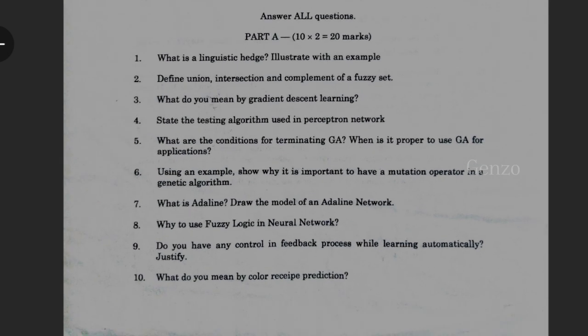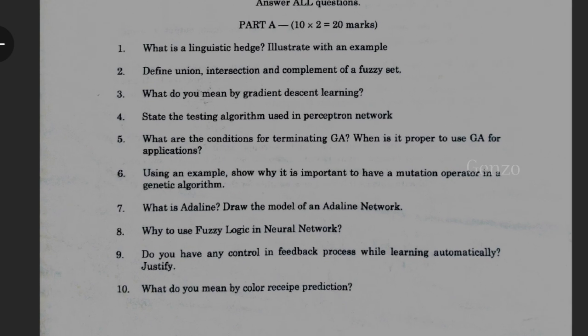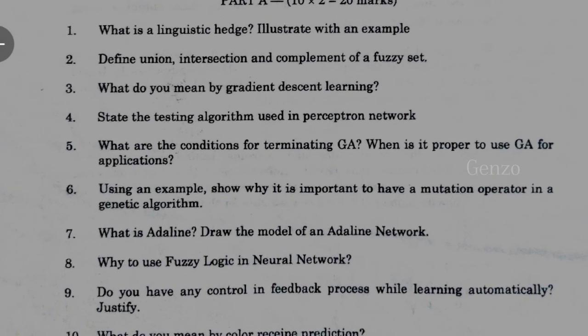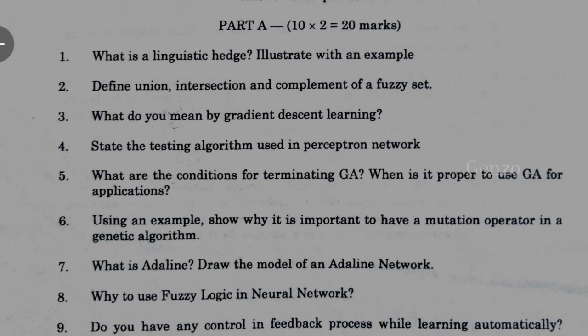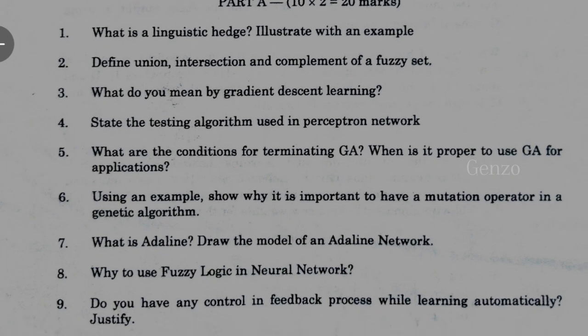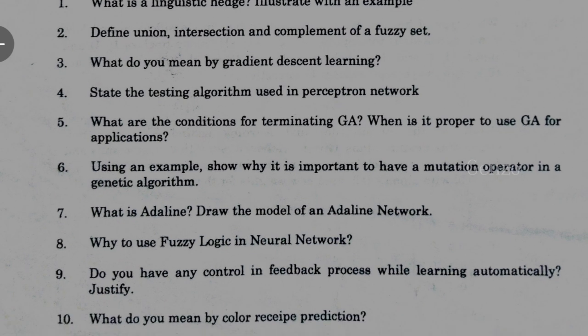Part A consists of 10 short questions, each 2 marks, totaling 20 marks. 1. What is a linguistic hedge? Illustrate with an example. 2. Define union, intersection, and complement of a fuzzy set. 3. What do you mean by gradient descent learning?